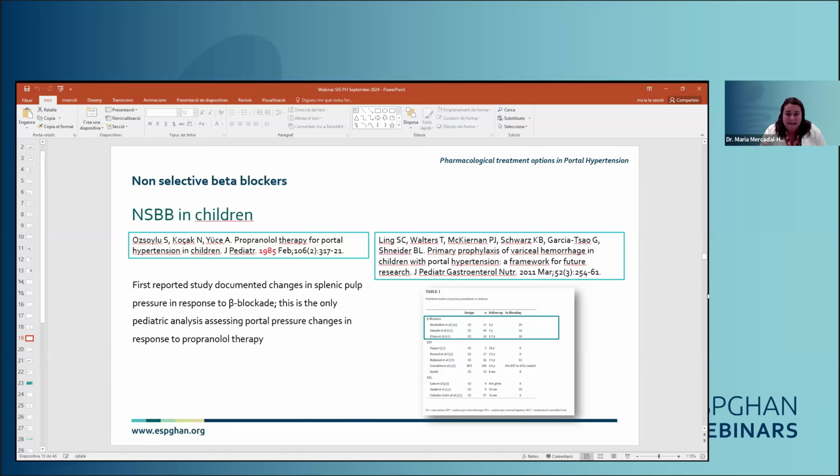More than 20 years later, in this review of primary prophylaxis in children, you can see that there aren't very many studies with beta blockers in children. You can see it marked here. There's only 3. Obviously, there were already others using EVL and so on, but not that much in propranolol if we compare it to adults.